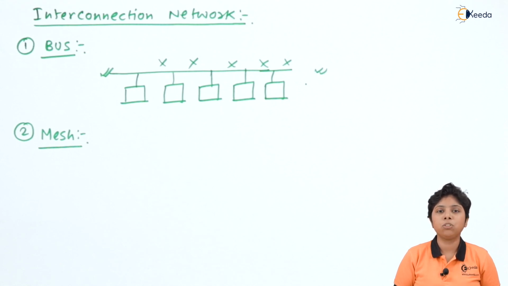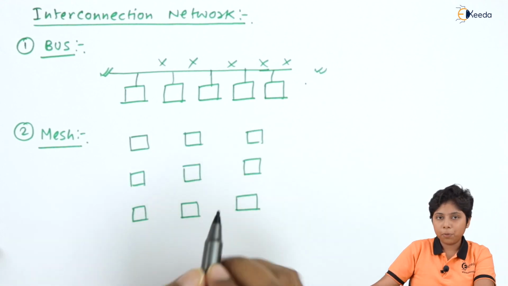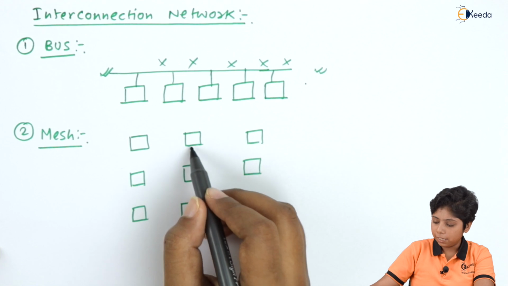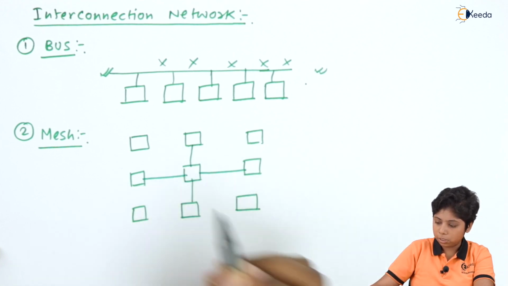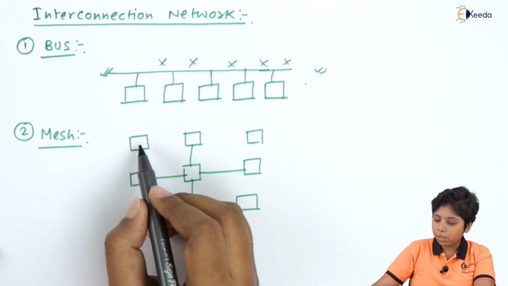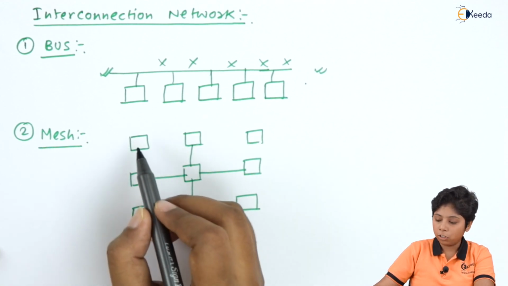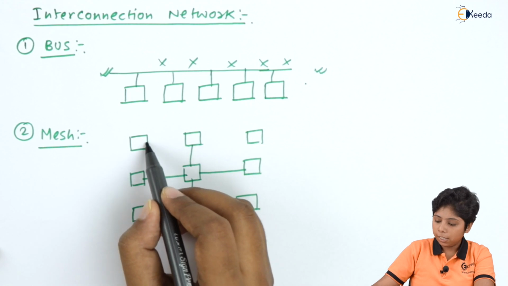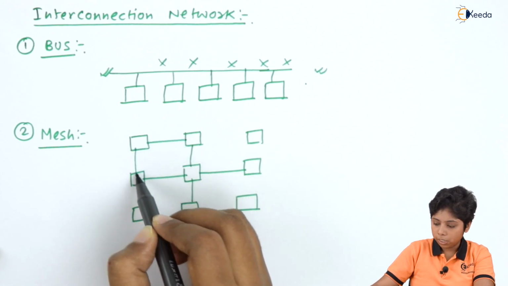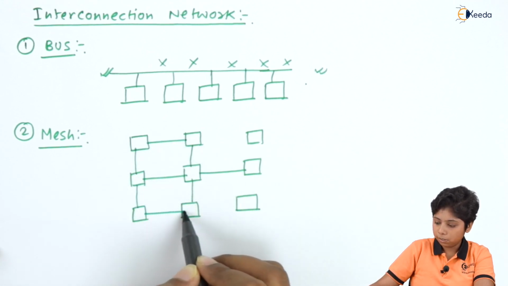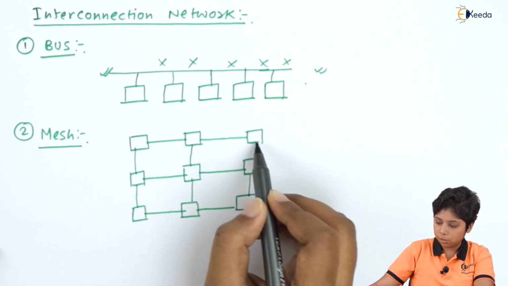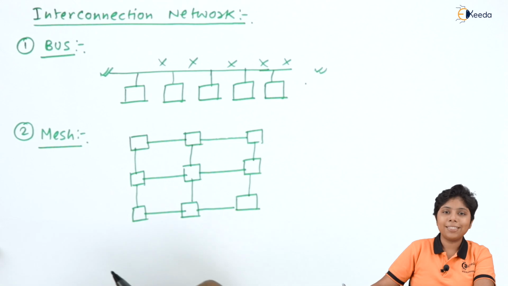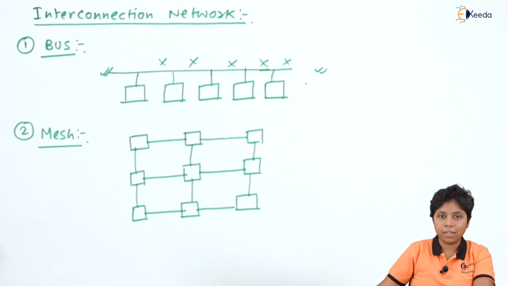Now let us draw a two-dimensional mesh network first. Say this computer is in a two-dimensional mesh, that means it can connect to the 4 adjacent computers. This one, being the corner or edge computer node, has only 2 connections, this one and this one. Now let us name these computers so that we can better understand.